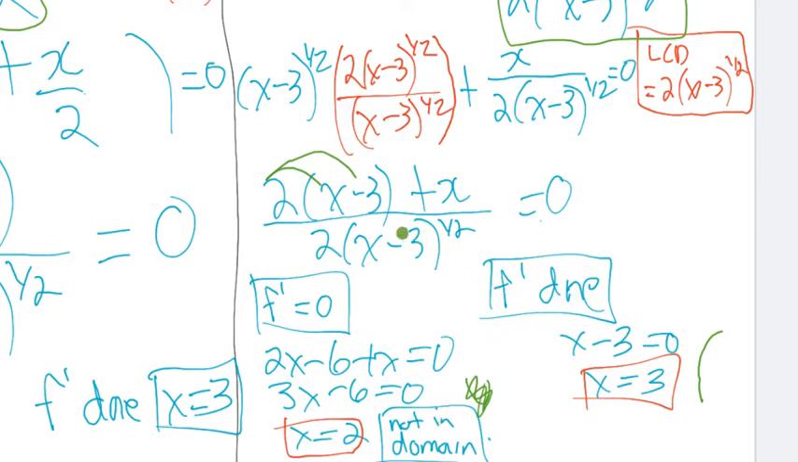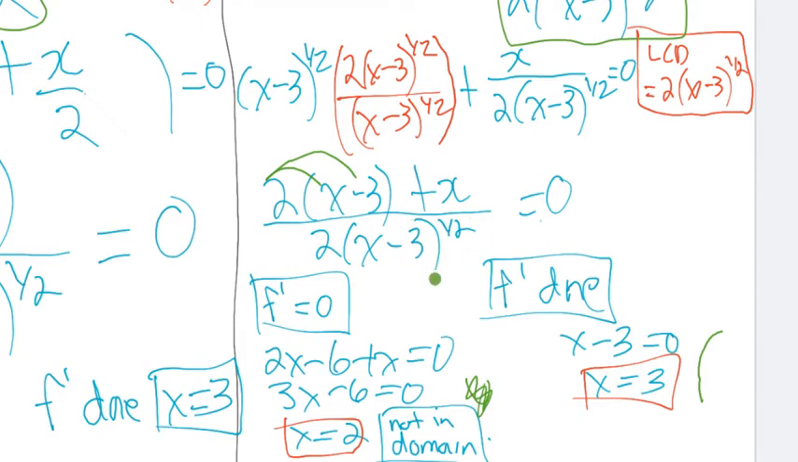f prime does not exist if the denominator is worth 0. The denominator is worth 0 at x equals 3. At this point, you're done this part. Now you have to make your table, substitute those x values into the original formula to get all the y values, and pick out your absolute max and your absolute min.